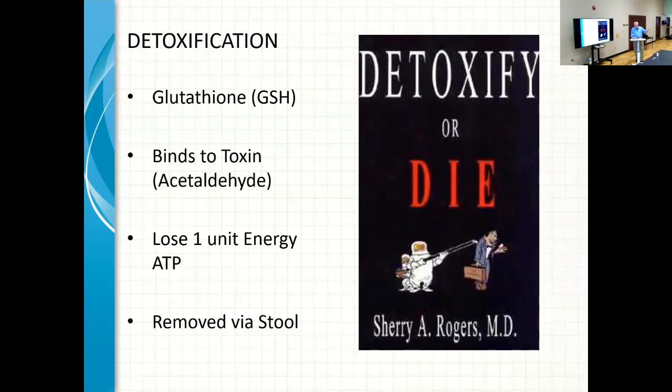It falls into a category. All antitoxins like glutathione are antioxidants, but all antioxidants are not antitoxins. An antioxidant in, say, asparagus would not have an effect on acetaldehyde. It's not that type of chemical attraction. Okay.